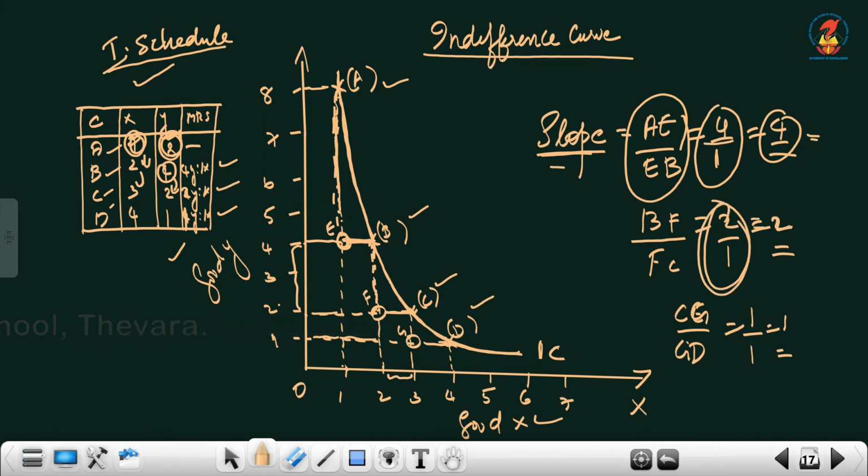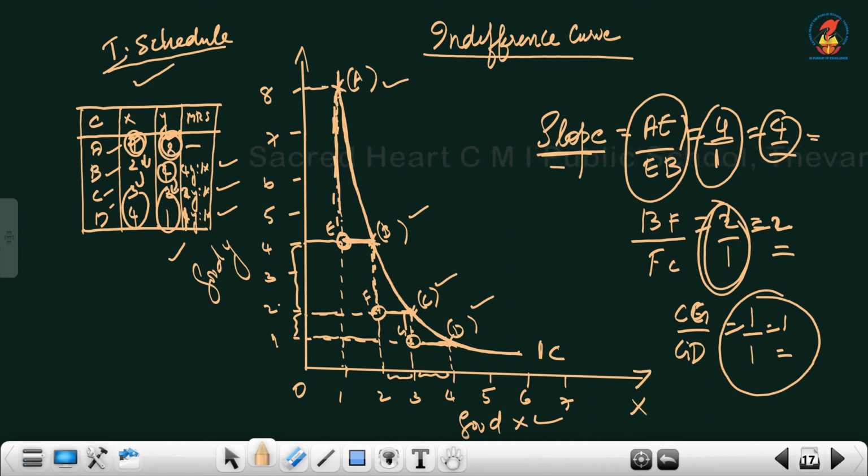Next is CG by GD. That is 1 by 1. From 2 to 1, 3 to 4. That is CG by GD. It is 1 by 1 is equal to 1. This is the slope of the indifference curve.